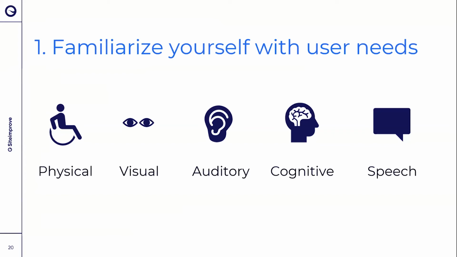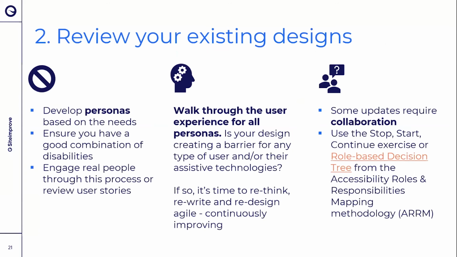let's do a team exercise or a solo exercise to, number one, familiarize yourself with user needs. Use those resources I mentioned to look at the physical, visual, auditory, cognitive, and speech needs. Familiarize yourself with the do's and don'ts. And then I'll do this with teams in a workshop that we do, review your current design. So as I say, develop those personas or profiles based on those needs from each of the disability types. Ensure you have a good combination of those. And if you can, engage with real people at any time to get them to take a look at the designs or share their thoughts with you.